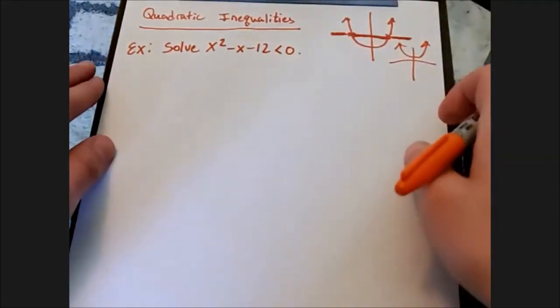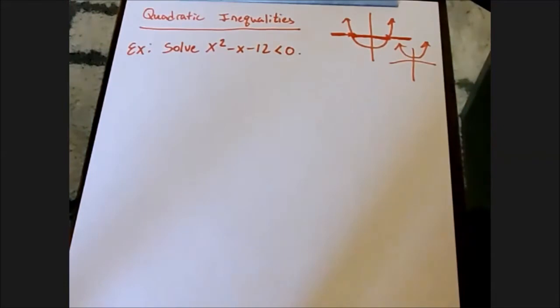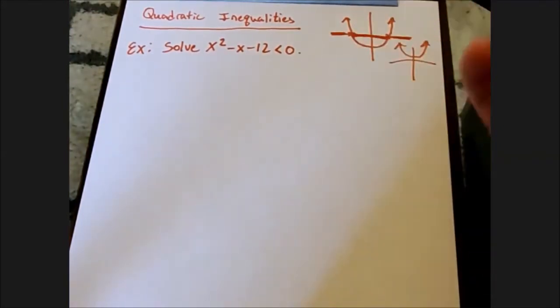So let's start with this one. Let's solve when is x squared minus x minus 12. Instead of being equal to 0, let's find out on the interval that it is less than 0.